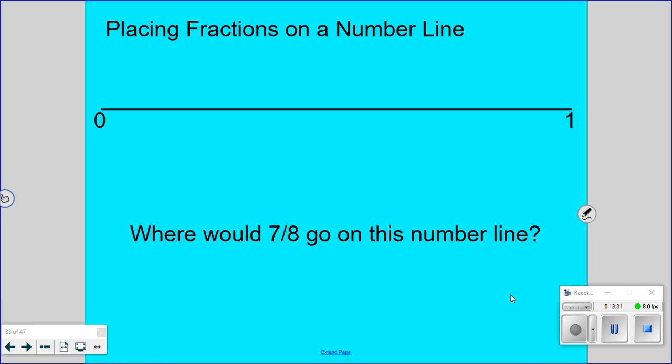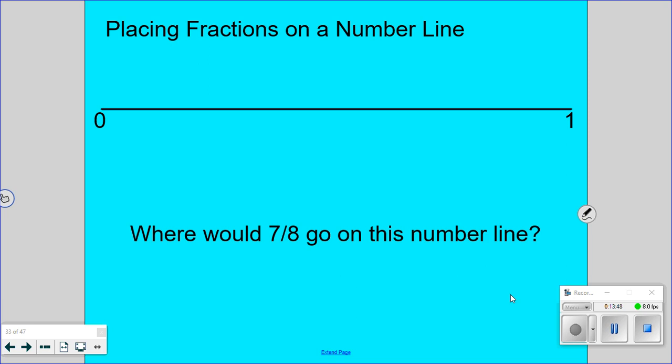Since it's close to 8, which is probably going to be at the end, I'm thinking 7 is going to be close to 1. Okay. Can you tell me why you think it's going to be close to 1? Because 7 is only 1 away from 8. I think 8 might go up.